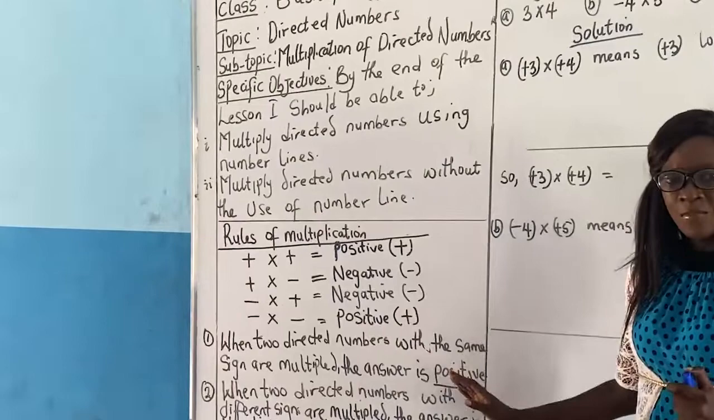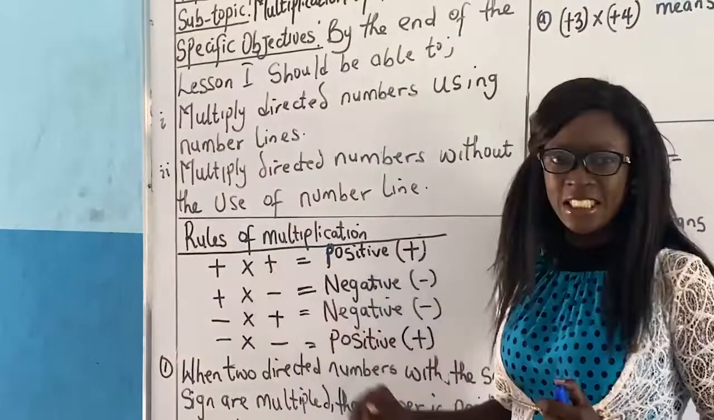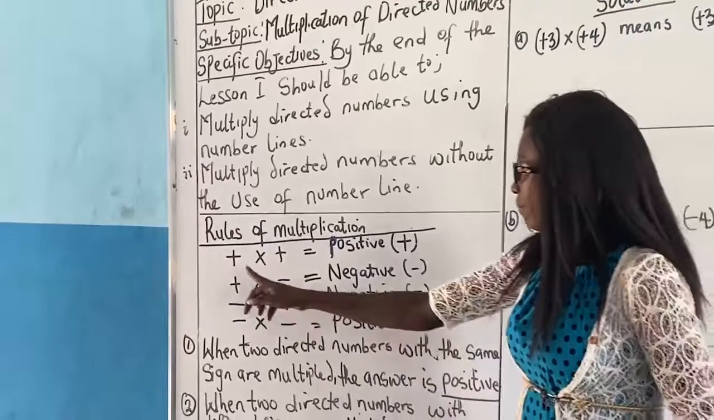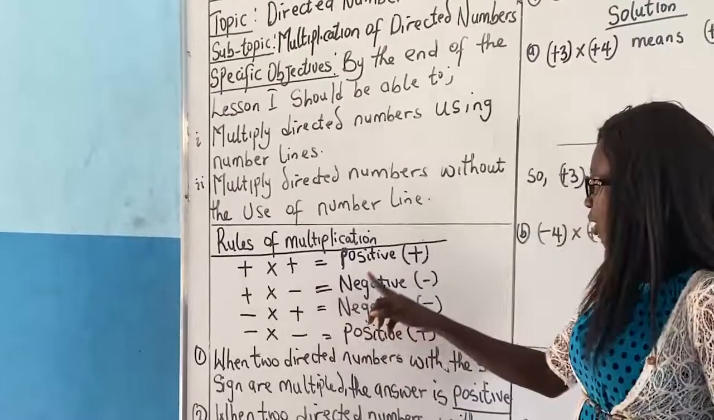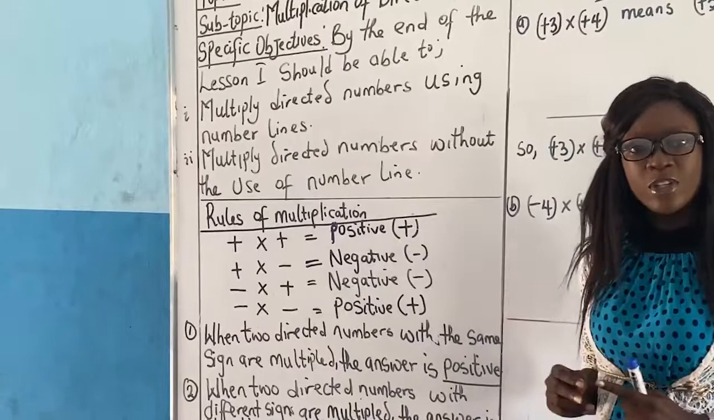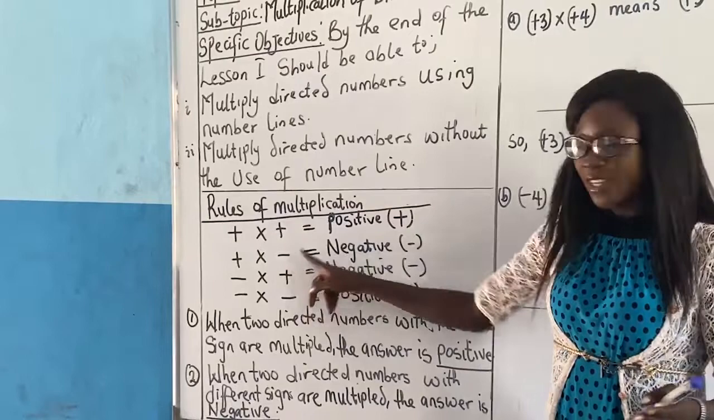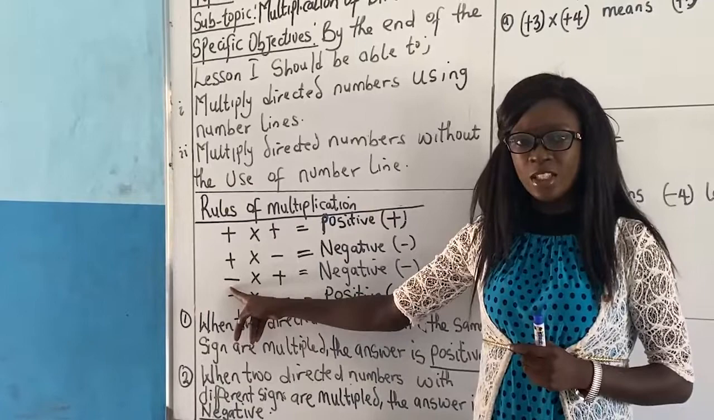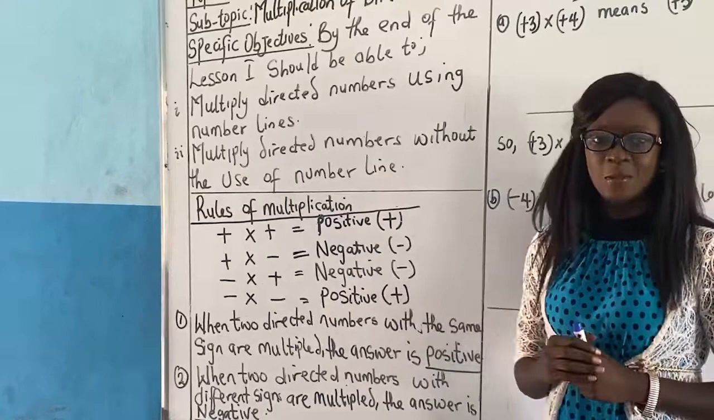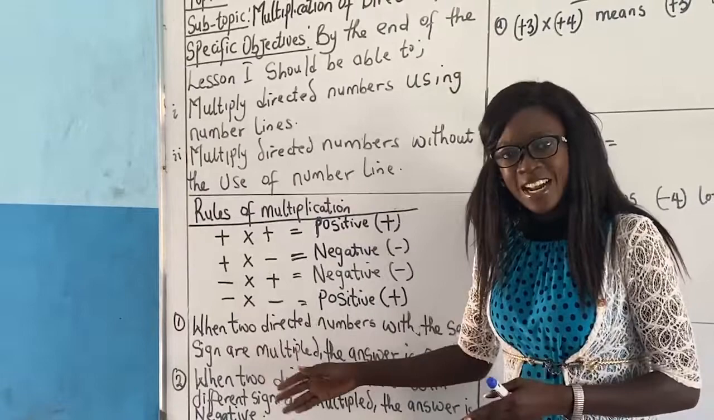Okay, you see this first one? I have positive times positive. So multiplication is just a way of repeating addition. So I have positive here multiplied by a positive number. So my result will be positive. That's to say, if I have 2 times 2, I'm going to have a positive answer. Now, I have a positive number multiplied by a negative number. Okay? The result is going to give me negative. Also, if I have a negative number at first multiplied by a positive number, the result is going to give me negative.